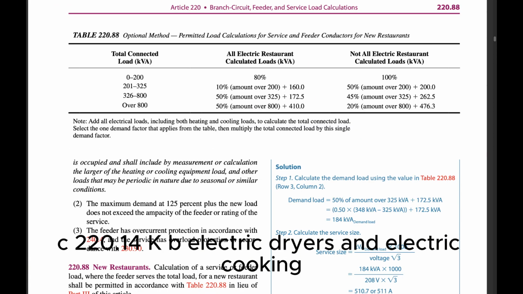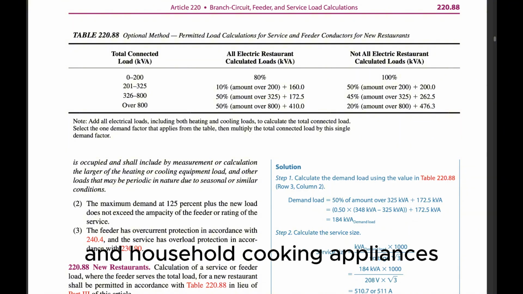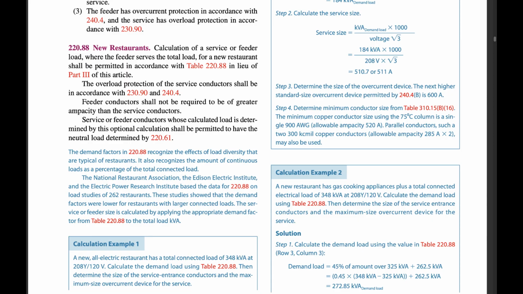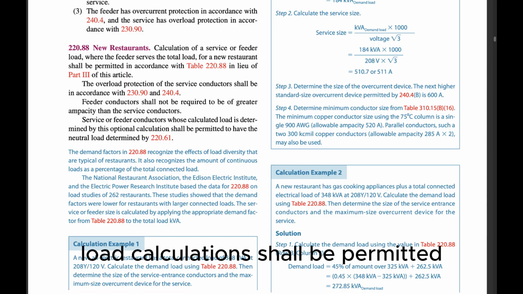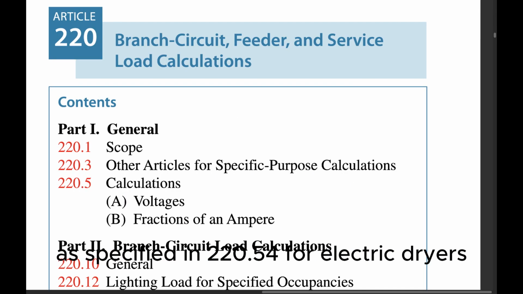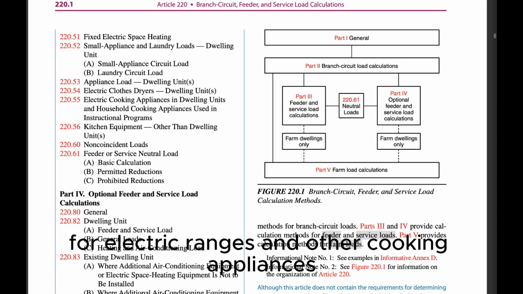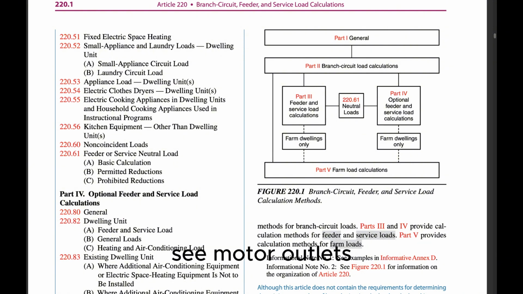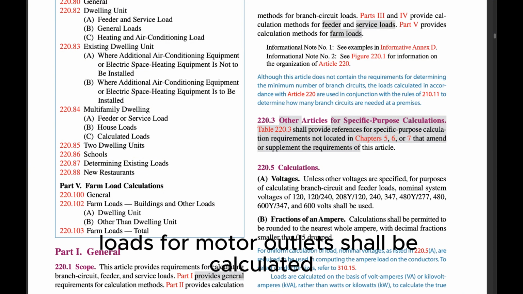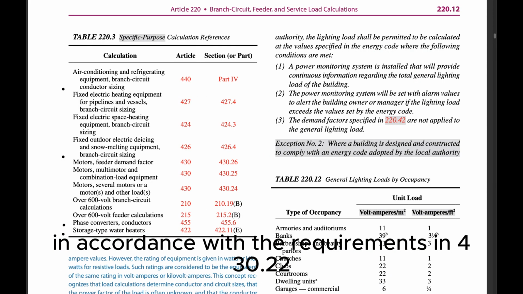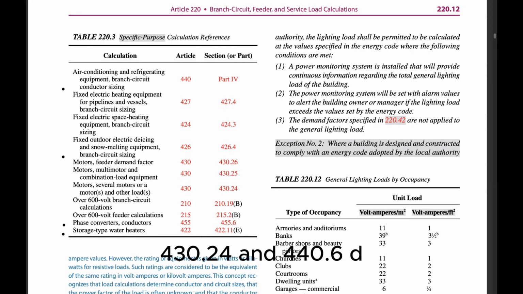B. Electric dryers and electric cooking appliances in dwellings and household cooking appliances used in instructional programs. Load calculations shall be permitted as specified in 220.54 for electric dryers and in 220.55 for electric ranges and other cooking appliances. C. Motor outlets. Loads for motor outlets shall be calculated in accordance with the requirements in 430.22, 430.24, and 440.6.